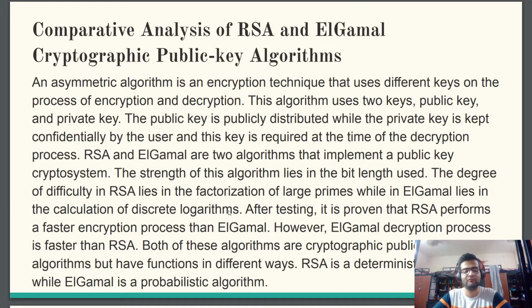Since we talked initially that ElGamal is based on discrete logarithms, but RSA is based on factorization of large primes. After testing, it is proven that RSA performs a faster encryption process than ElGamal. However, the ElGamal decryption process is faster than RSA. What this means is that in performing the encryption process RSA is faster, but in the whole decryption process ElGamal is faster. Both of these algorithms are cryptographic public key algorithms, but they function in different ways. Whereas RSA is a deterministic algorithm, ElGamal is a probabilistic algorithm.